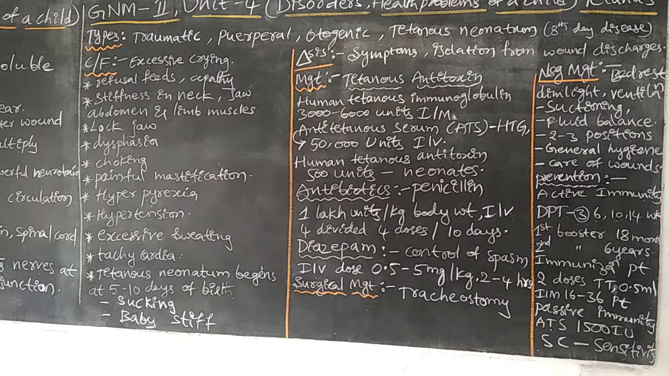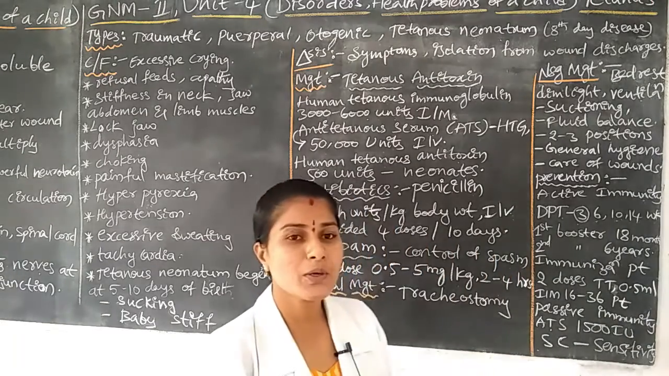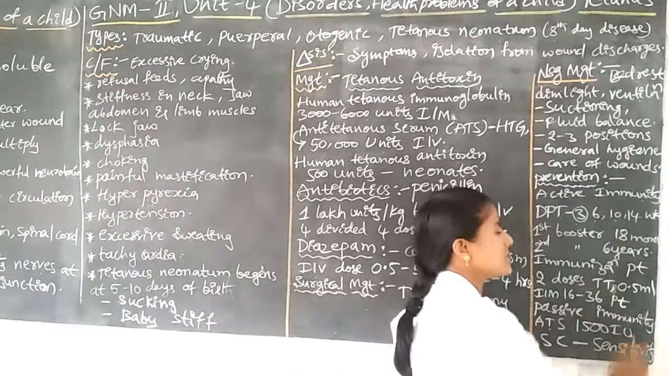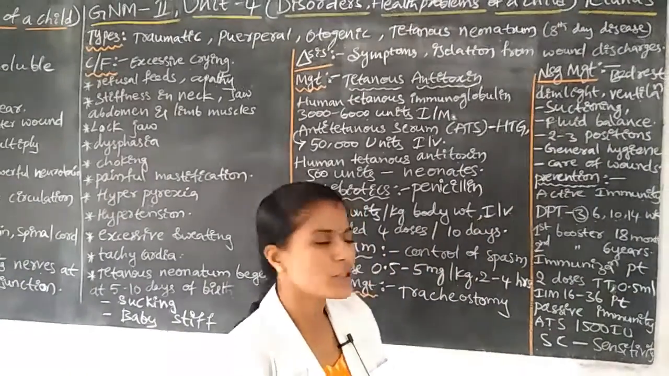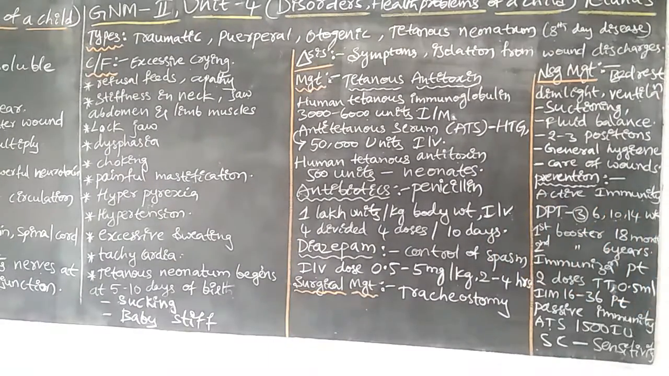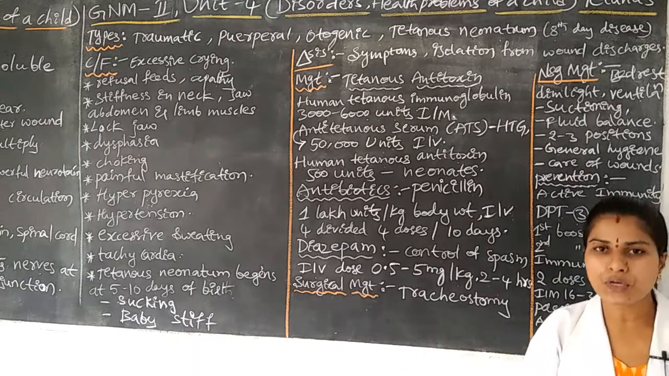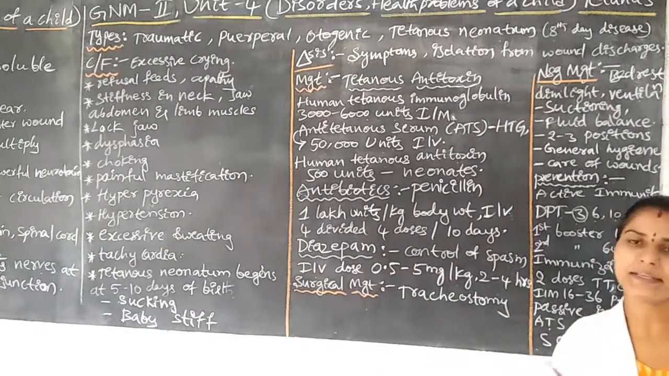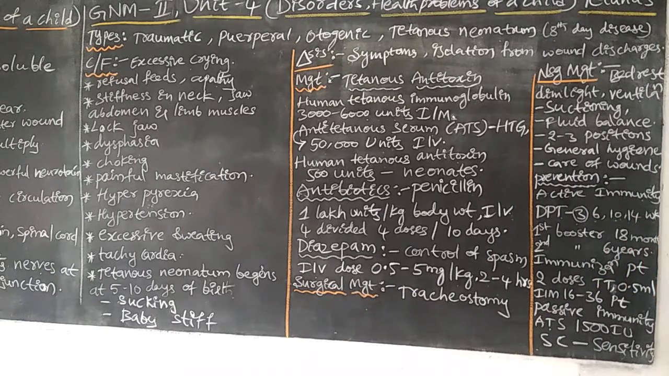Next another dosage is there, that is the 2 booster doses. The first booster dose we have to administer at the age of 18 months, that is the DPT. The second booster dose we have to administer at the age of 6 years. Here only DT we have to administer. Only DT. The DT is diphtheria and tetanus. Here no pertussis vaccine.